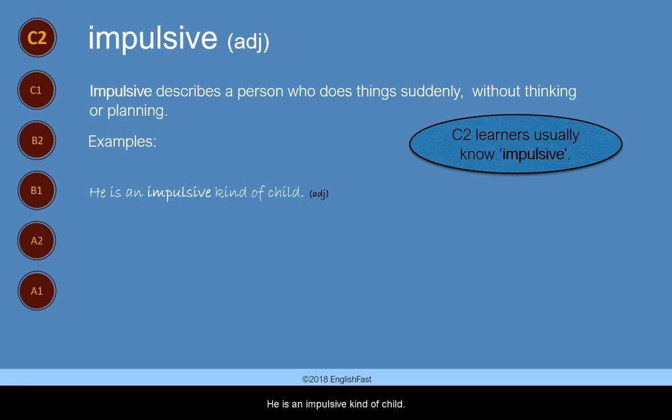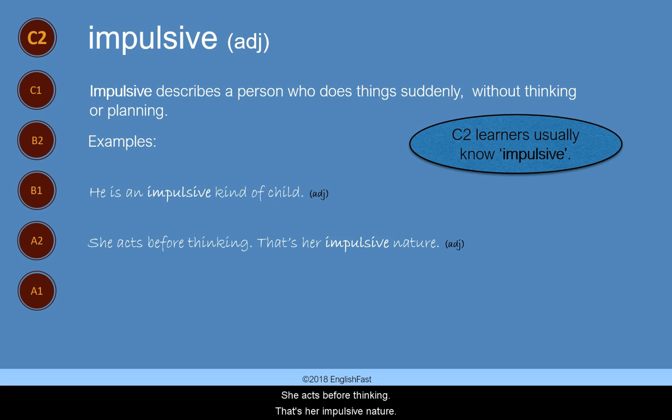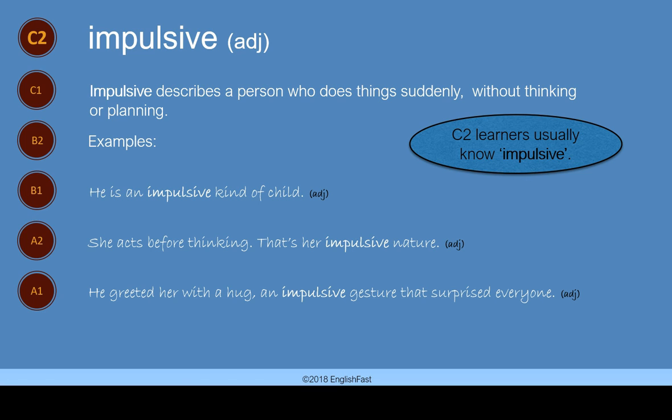He is an impulsive kind of child. She acts before thinking. That's her impulsive nature. He greeted her with a hug, an impulsive gesture that surprised everyone.